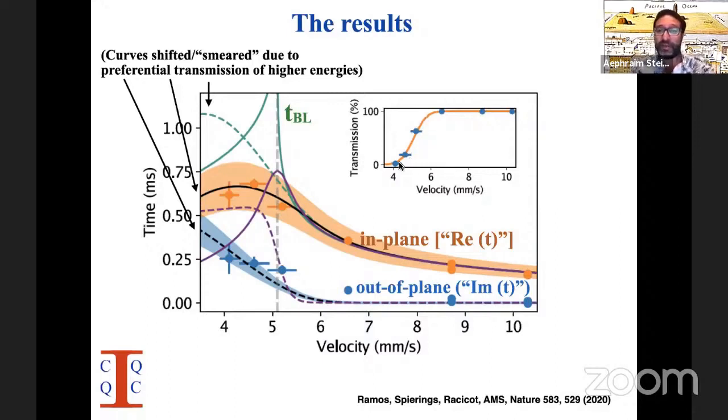So if we send in a wave packet centered at 4 millimeters per second, what actually gets transmitted is not the stuff at 4 millimeters per second. It's the stuff off in the Gaussian tail around 4.5 millimeters per second, but that had a much higher transmission probability. So that's why from these ideal theoretical curves, like the solid green line for the Buedeker-Landauer semi-classical time, we get a smeared out version, in this case, the dashed green line, which does not diverge as quickly because you're always really biased towards a slightly higher velocity. And the same thing is true for our weak measurement predictions for the in-plane and out-of-plane times.